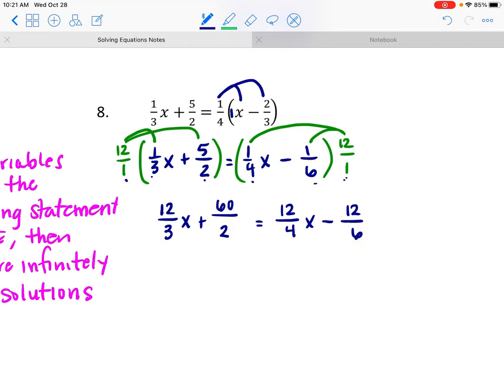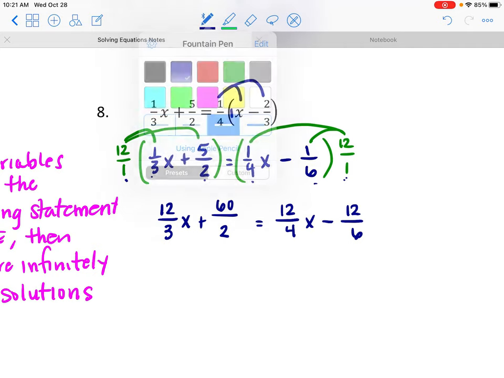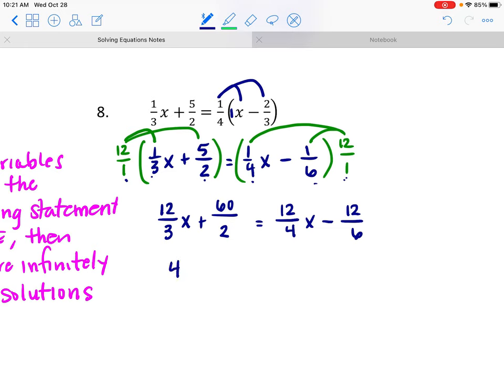Now, maybe this doesn't look better, but all of these fractions divide into whole numbers. Okay, what is 12 divided by 3? Well, that's 4. So this is just 4x. And what's 60 divided by 2? Well, that's just 30. And then 12 divided by 4, that's just 3 in front of x. And then 12 divided by 6, that's just 2. So if I multiply both sides of my equation by a common denominator, some number that all of those denominators divide into, I can get rid of my fractions, okay?